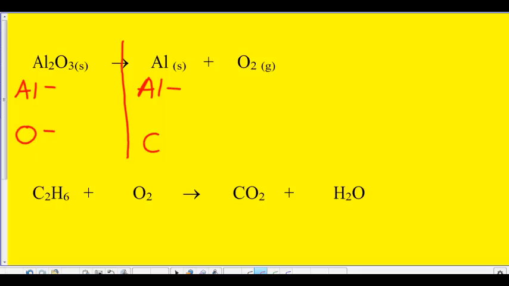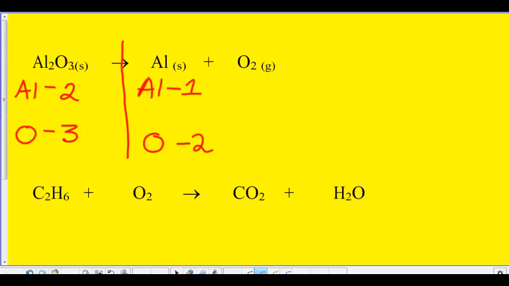Copy that list in the same order on the side. So aluminums, there's 2 of. Oxygens, there's 3 of. Aluminums, there's 1 of. Oxygens, there's 2 of. It's also a good idea to think 1 step ahead.